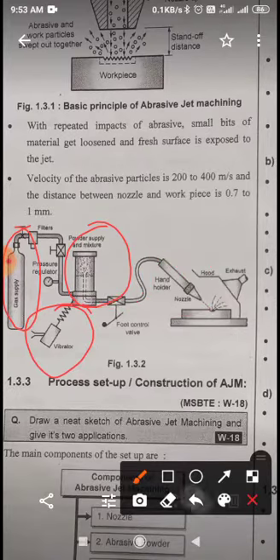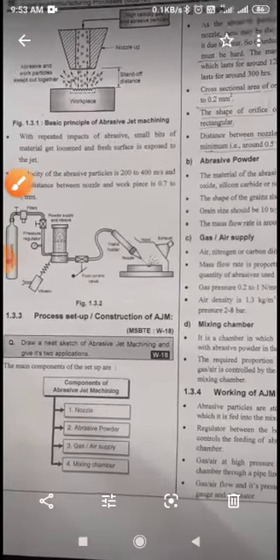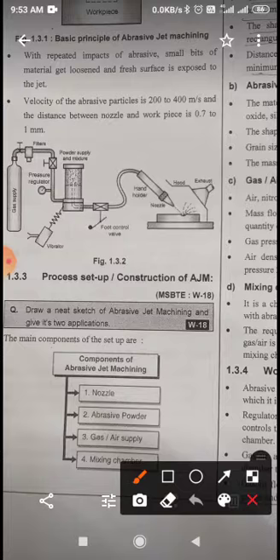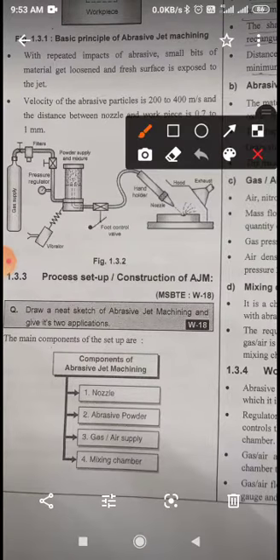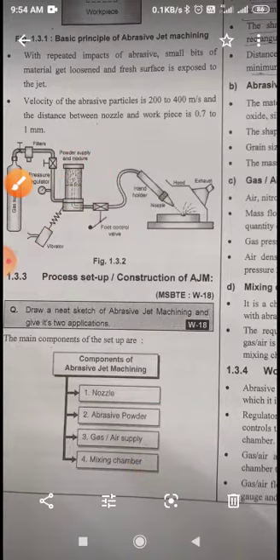These are the components you can see over here. Let's see the main components of this abrasive jet machining. Nozzle, here you can see the nozzle. Second is abrasive powder, which is mixed over here. Then gas or air supply, gas or air is fed in this tank and mixing chamber. Here is the mixing chamber. These are the main components of abrasive jet machining.